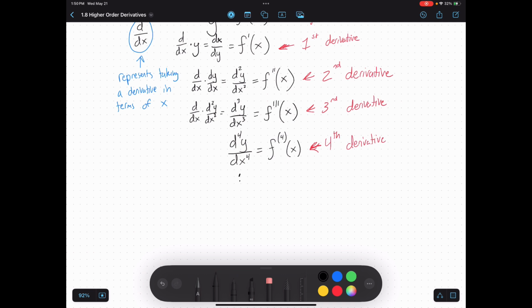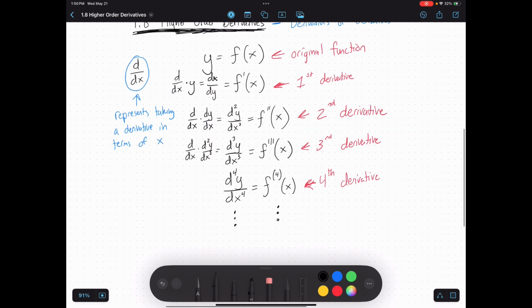But from this point, the pattern just stays the same. If I wanted to keep going, I can keep going as long as I want, right? Fifth derivative, sixth derivative, seventh derivative. As long as my function is differentiable, I can just keep taking the derivative over and over again. But that's my notation. So you'll see both of those types of notation in Pearson.